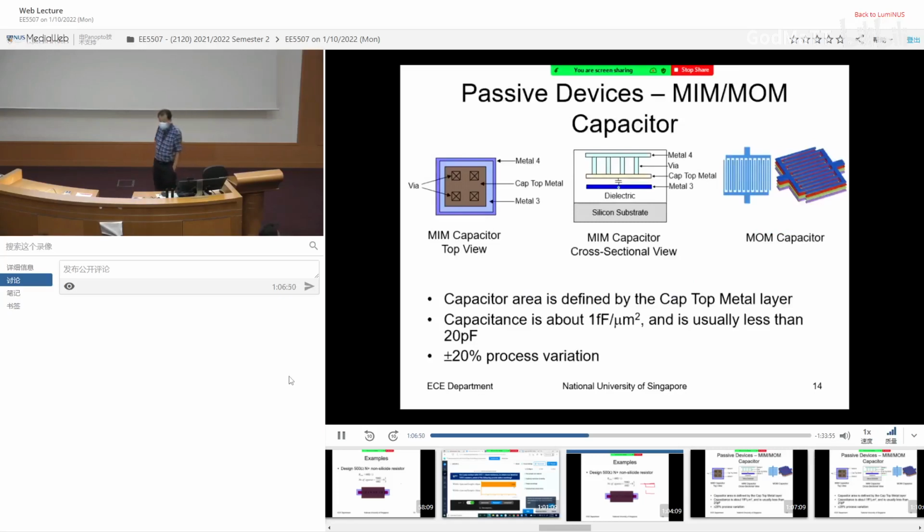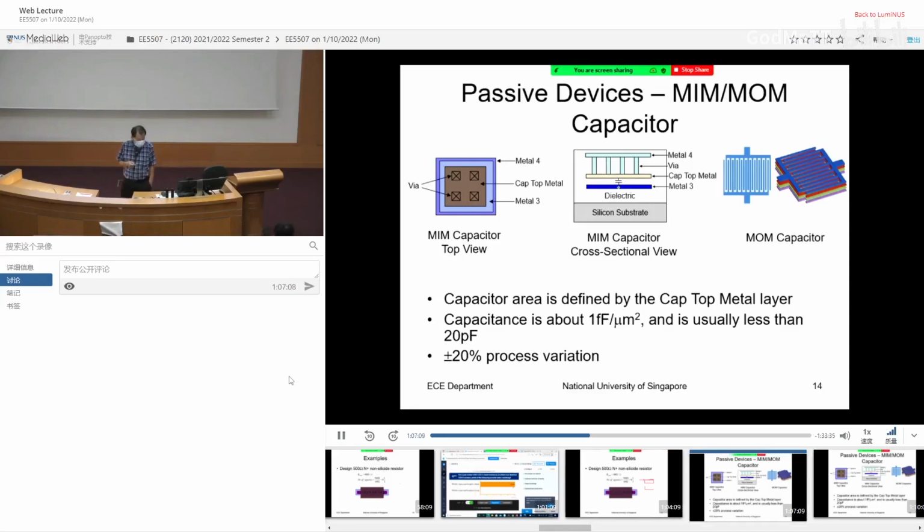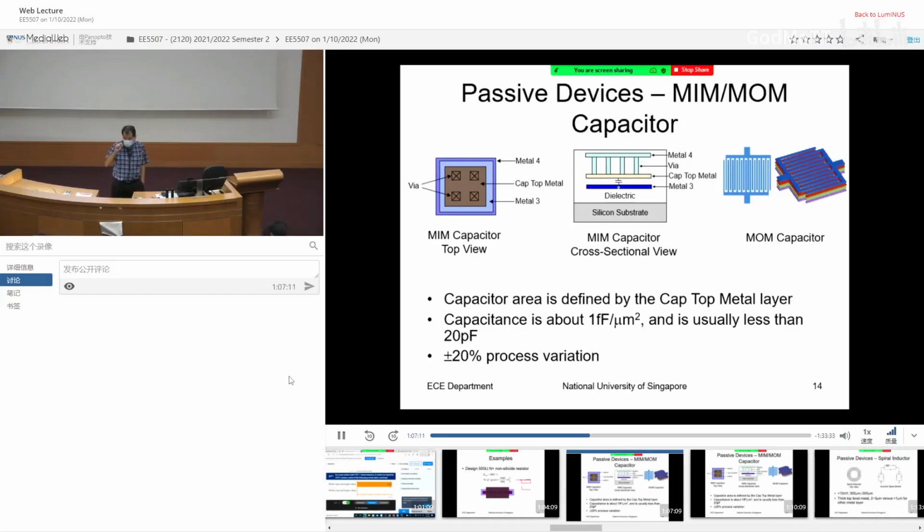Now, capacitor, we have min cap and mom cap. So nowadays I see more popular use of mom cap. Min cap seems to be less and less popular. There are reasons. So when metal capacitor first come out, min cap is dominant. The reason is that the min cap give you much better quality capacitor and much higher density. Okay, you can get very high capacitance per unit area. But the problem with min cap, it requires additional process.